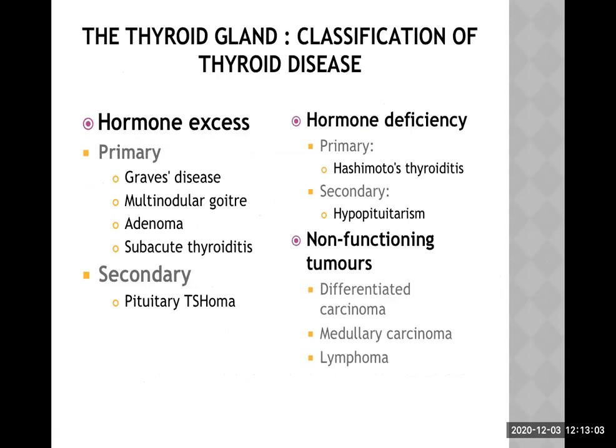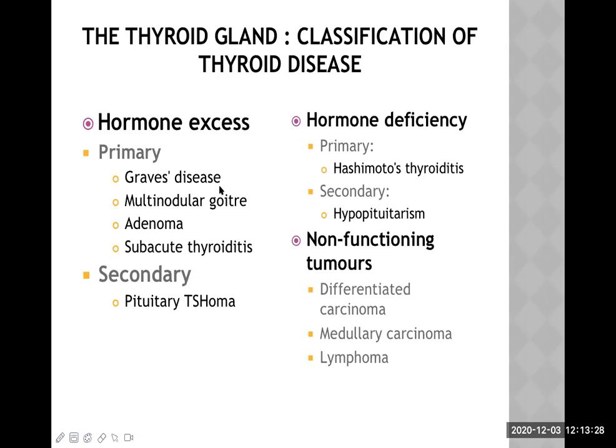Okay, so we still have a bit of time. I will repeat this in my next class also. But before we finish this class, let's quickly classify thyroid disease. We divide this into hormone excess, hormone deficiency, and non-functioning tumor. Now see there, the hormone excess conditions are primary and secondary.